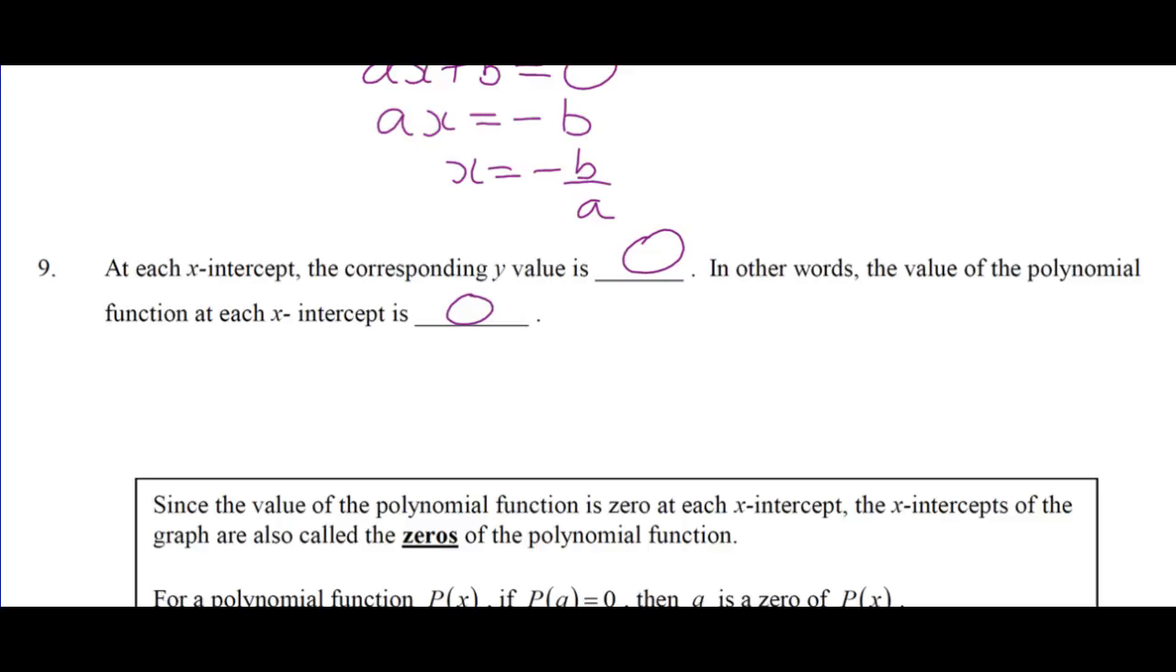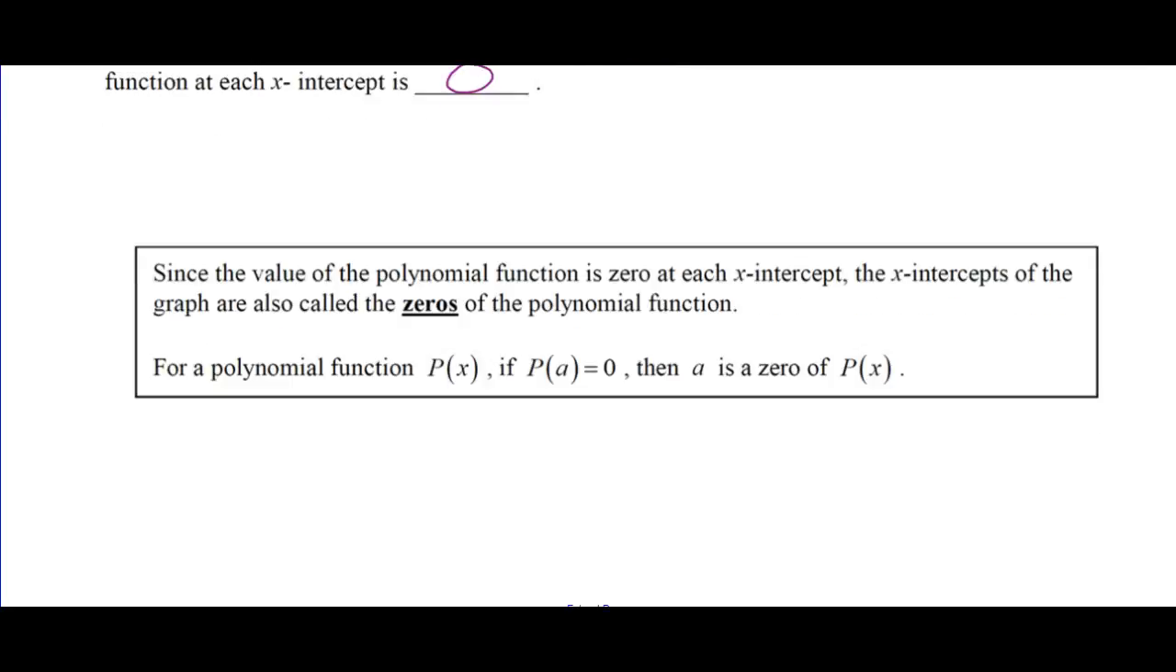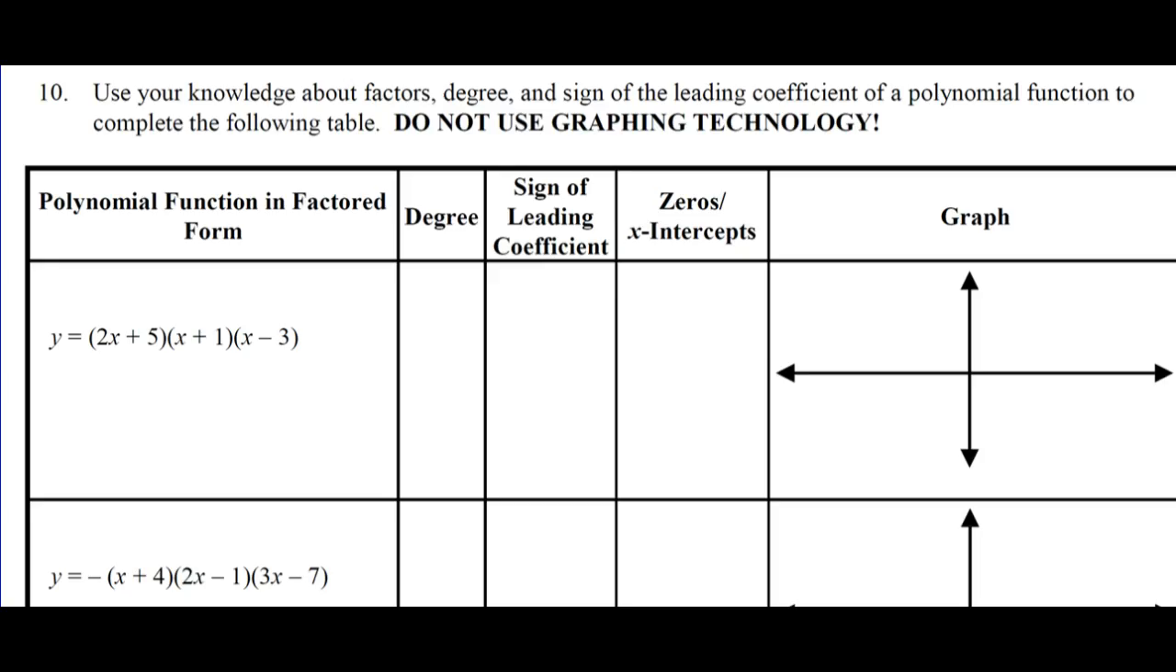Since the value of the polynomial function is 0 at each x-intercept, the x-intercepts of the graph are also called the zeros of the function. So they're x-intercepts on the graph, they're zeros of the function, and they're roots of the equation. We'll get there in a minute. But for polynomial function p of x, if p of a is equal to 0, then a is a zero of p of x. In other words, it's a value that makes the polynomial equal to 0.